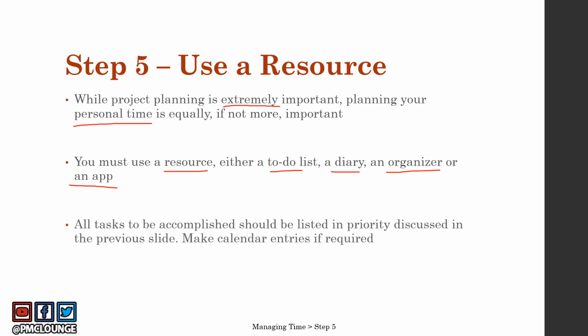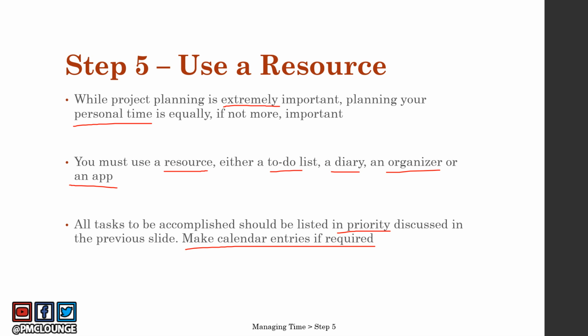So all tasks that you need to accomplish should be listed in the priority that we discussed in the previous slide in the Eisenhower matrix, and you can also make calendar entries if required. This is going to help you remember the tasks that you need to get done, right? So personally, I like to use Microsoft's to-do list. I like to also block my time in the calendar so that I don't forget the tasks that I need to get done, right? Here you should also remember Parkinson's law.